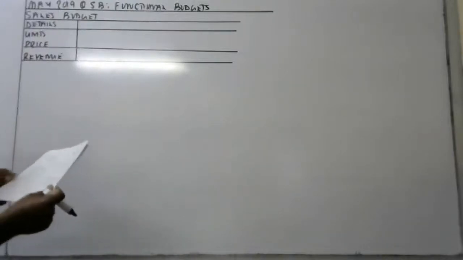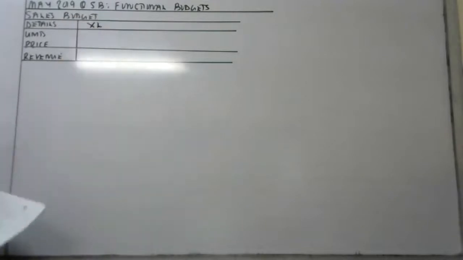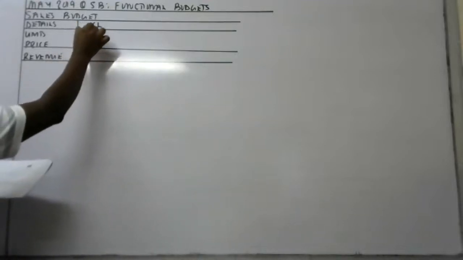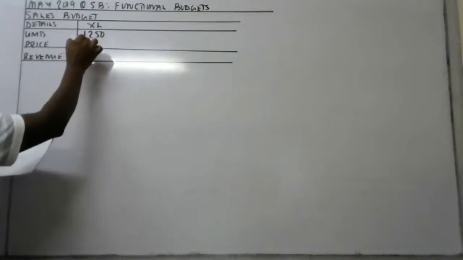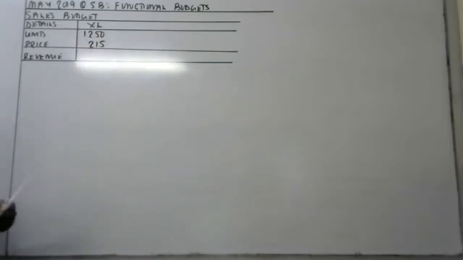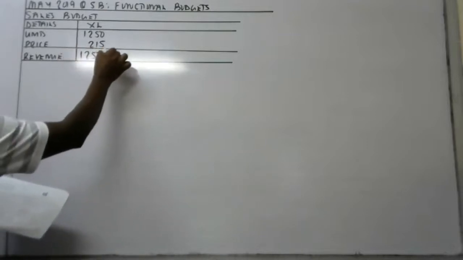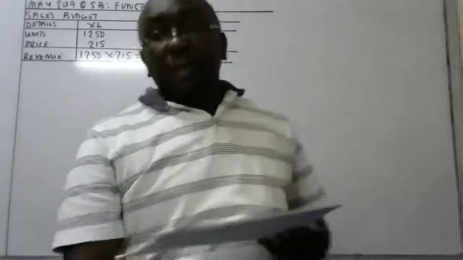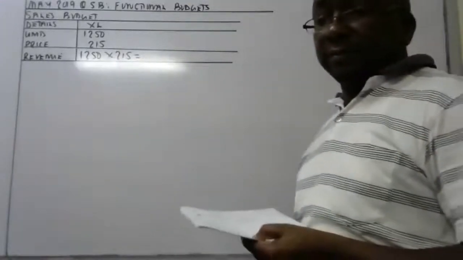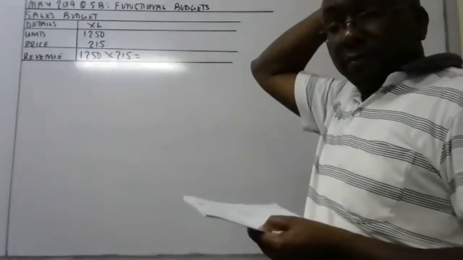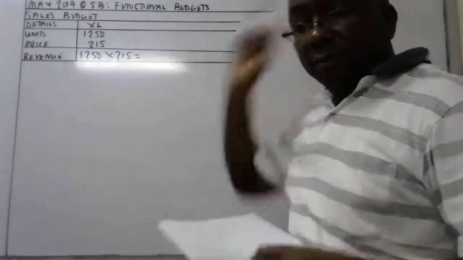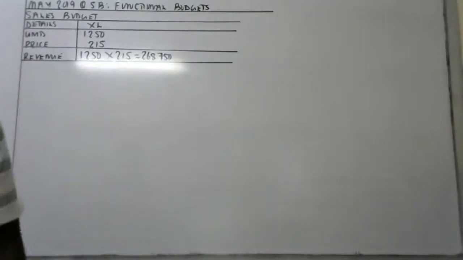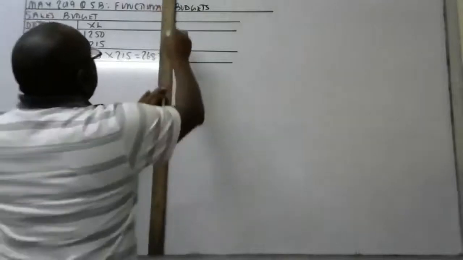So for the first product, it is XL. The units are 1250 and the selling price is 215. So you are supposed to take 1250 times 215. Give me that amount. 1250 times 215 is $268,750. That is for the first product.